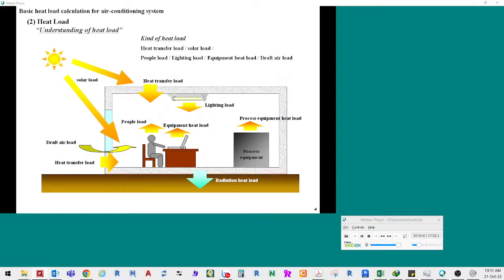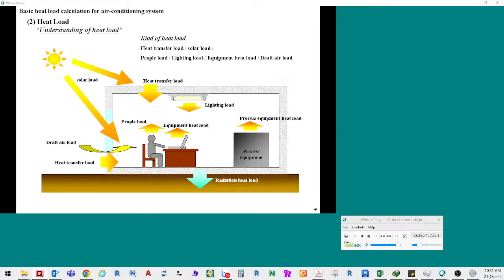A drawing showing a room heat gain to be cooled is shown on the slide. The heat from the sun enters the room through walls. The heat comes in from outer wall portions including roofs and windows facing the outdoor air. Such heat is one element of the heat transfer load. The solar energy from the sun comes into the room through the window panes. This is the solar load.